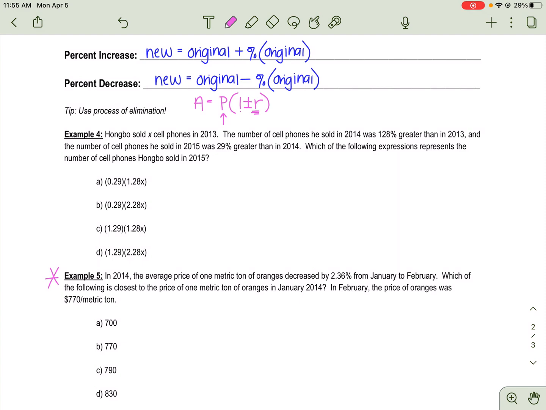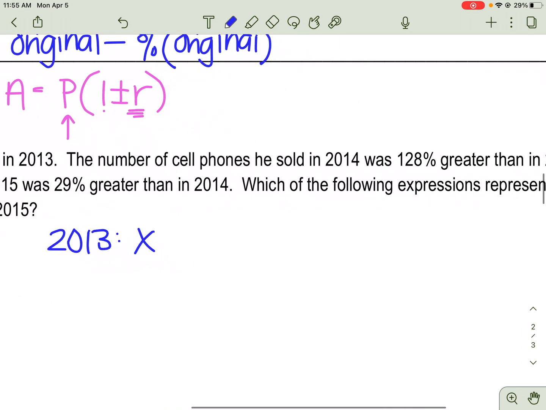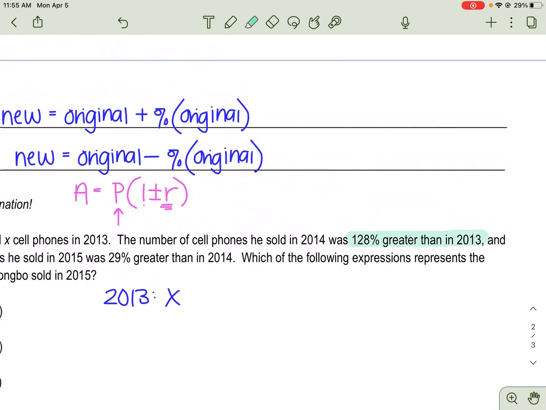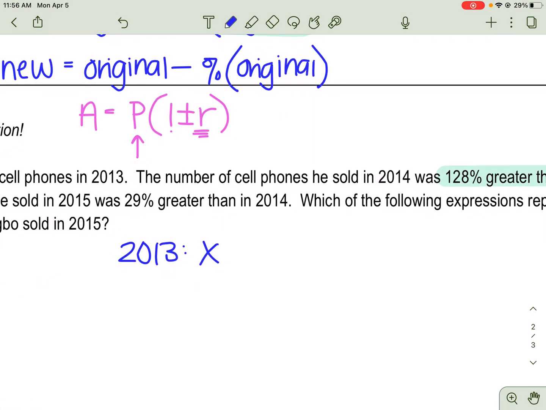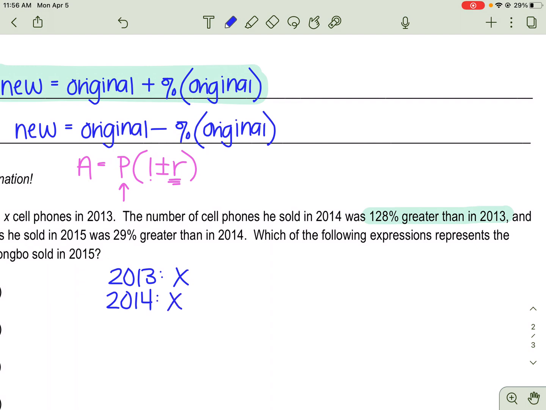Okay, so here's what we're looking at here, some percent increases. Okay, so Hongbo sold x cell phones in 2013. I'm going to start organizing my thoughts here. Okay, so in 2013, it sold x cell phones, however many that is. The number of cell phones he sold in 2014 was 128% greater than in 2013. Okay, so this is a percent increase, so I'm going to use this equation. All right, so in 2014, I'm going to do the original, which was x, however many it was in 2013, plus the percent increase times the original.